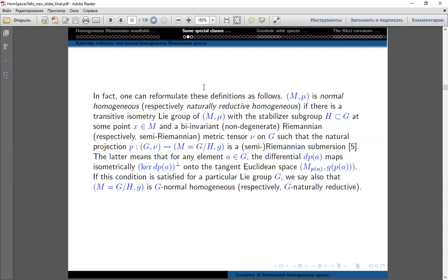Okay, take the natural projection from a group with a bi-invariant metric to a given homogeneous space. If this projection is a submersion, then we have a normal homogeneous space. In this case, this metric is Riemannian. And if the metric on the group is semi-Riemannian, but the metric on the homogeneous space is Riemannian, of course, then we have a natural reductive homogeneous metric. It's just another way to define this metric.